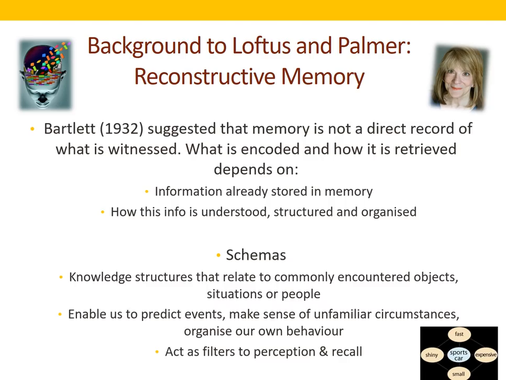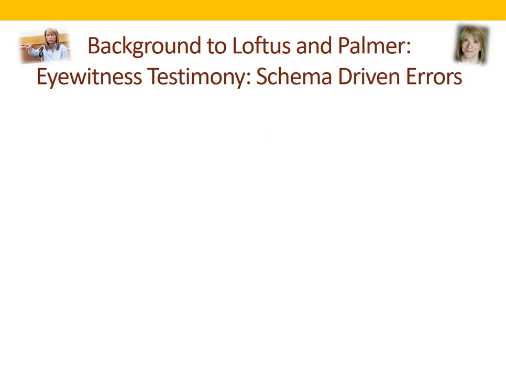So, for example, if I gave you a list of words to remember, and you had the words fast, expensive, small, shiny in there, that might make you think sports car. Your schema is that a sports car is fast, it's usually expensive, it's usually shiny, and it's usually small. So it helps you to link information together.